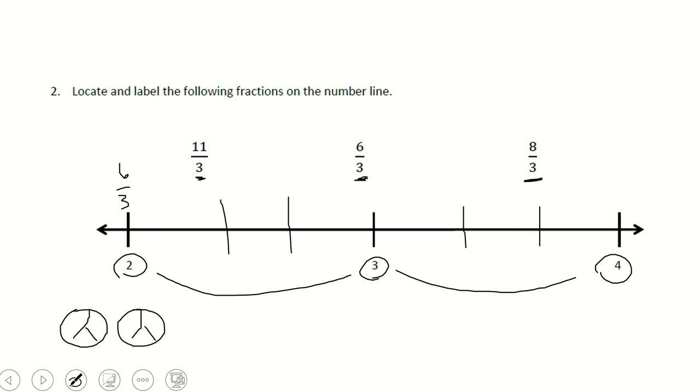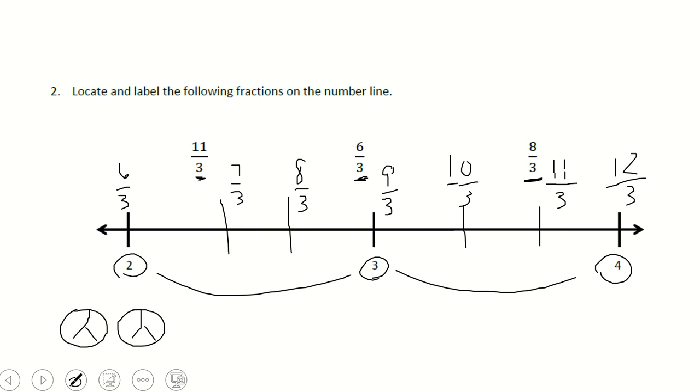Now all I have to do is count on. So from 6 thirds, I go to 7 thirds, 8 thirds, 9 thirds, 10 thirds, 11 thirds, and 12 thirds.